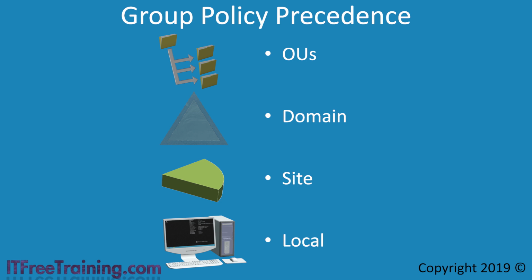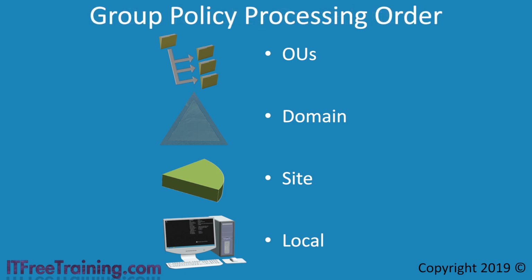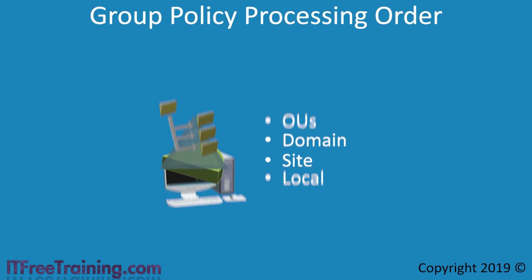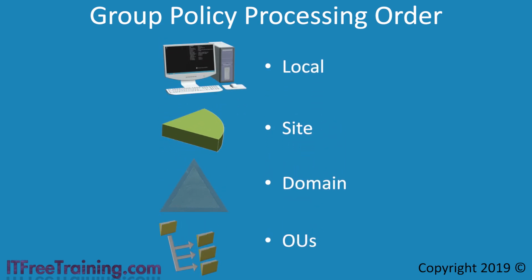So, how is this achieved? To achieve this, group policy is simply applied in the reverse order. Local group policy is applied first. Any settings that are applied in local group policy can be overwritten by any other group policy. You can also see that since OUs are applied last, any setting applied at the OU level can override any other settings applied at the local, site, or domain level.